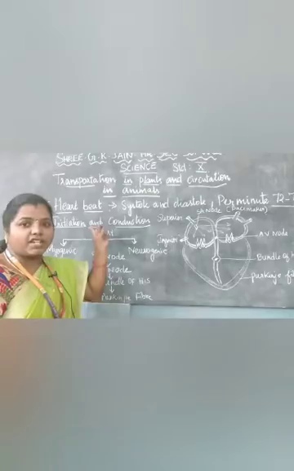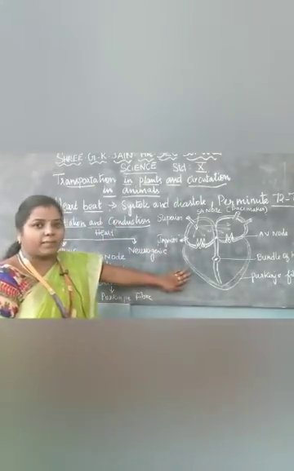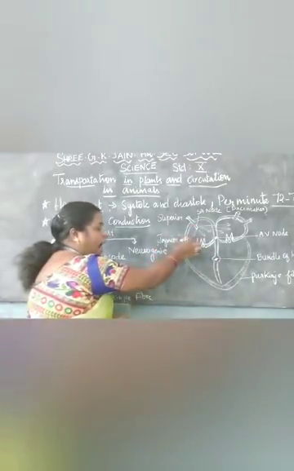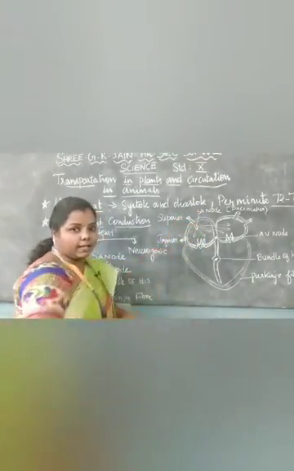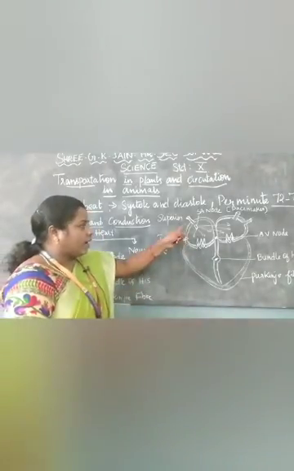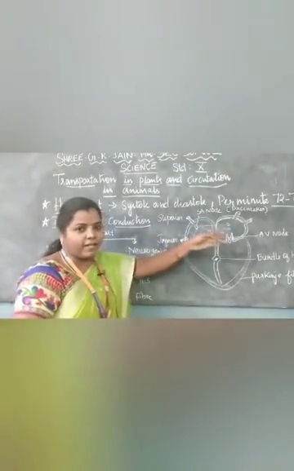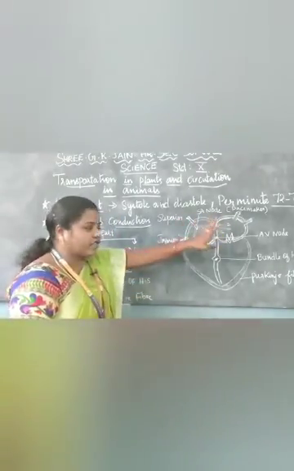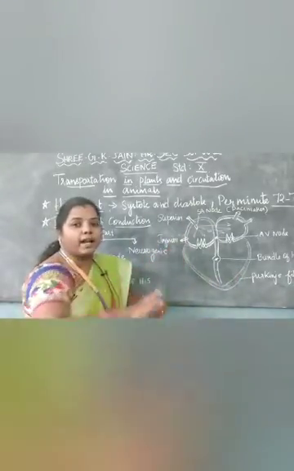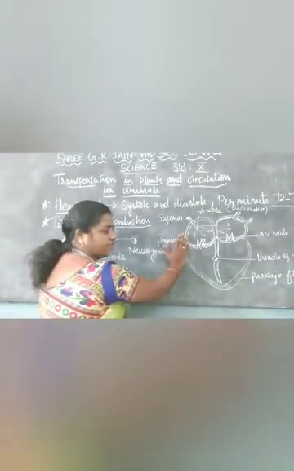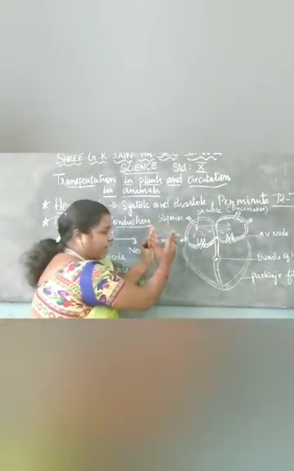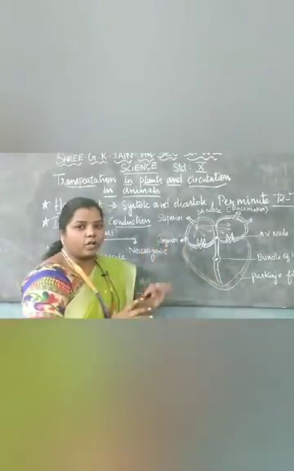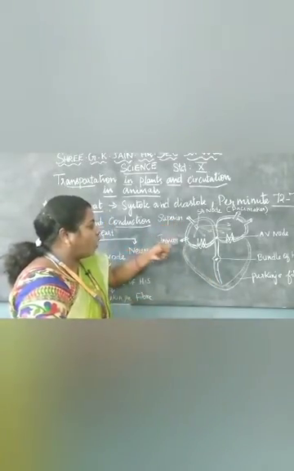Before that, let's see the structure of the heart. You already know that the heart contains four chambers. The top chambers are the auricles, atria, and the lower ones are the ventricles. There is a right side and a left side: left auricle, left ventricle, right auricle, right ventricle. So totally there are four chambers, and the valves are there.